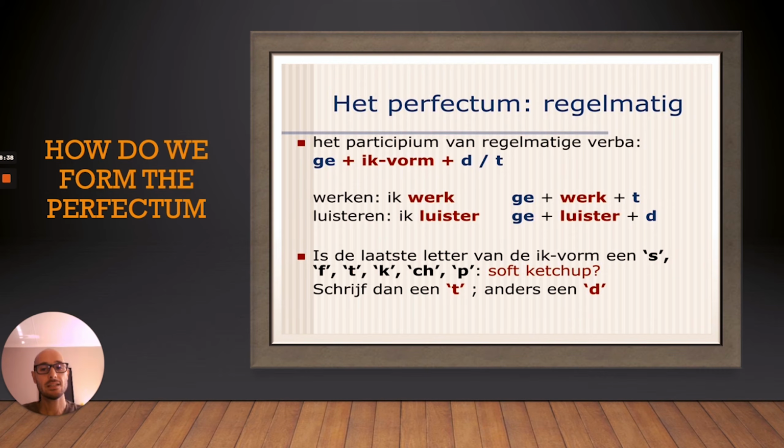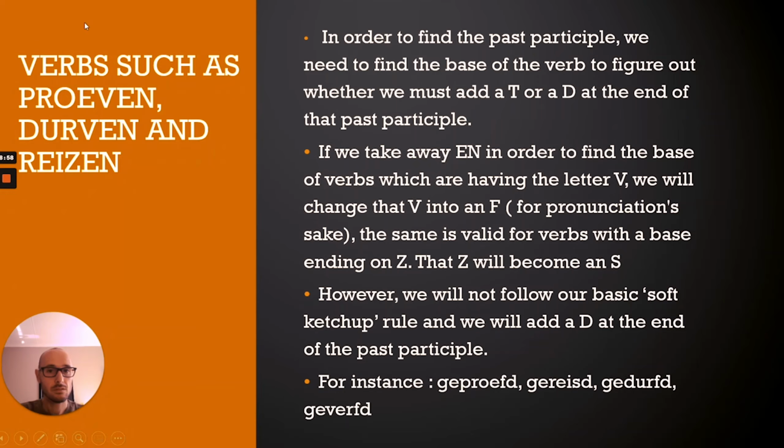So gewerkt, geluisterd. Both of these verbs, as the majority of the verbs, go with the auxiliary verb hebben. So the complete tense would be I have worked. That would be ik heb gewerkt. I have listened. Ik heb geluisterd.